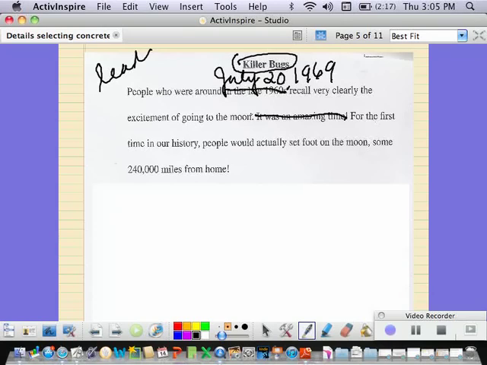For the first time in our history, people would actually set foot on the moon. People doesn't tell me who, nurses, doctors. I'm going to be very specific. I'm going to put descriptive detail. Astronauts would actually set foot on the moon some 240,000 miles from home. That reads much better. Let's go to the next paragraph. What I did here was add clarification and descriptive detail.